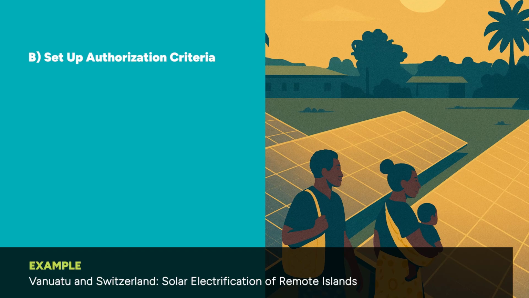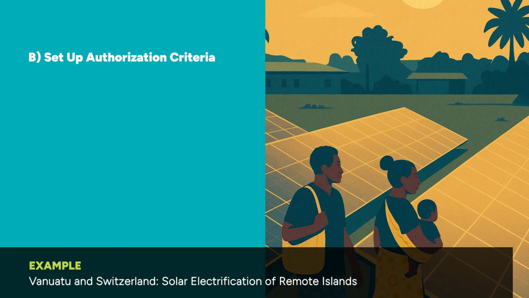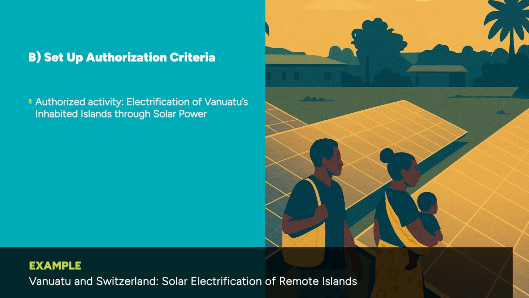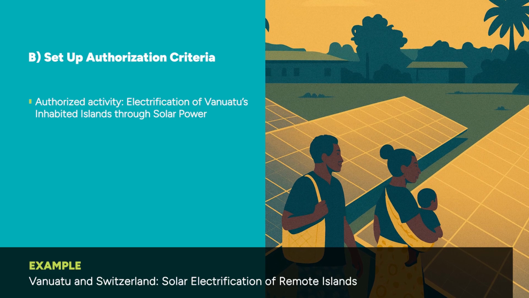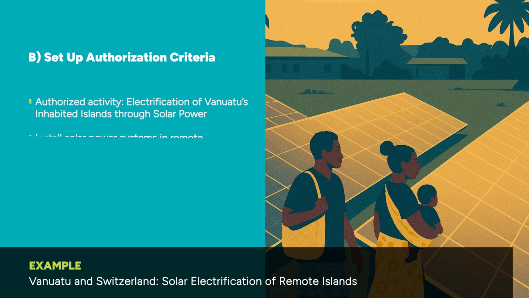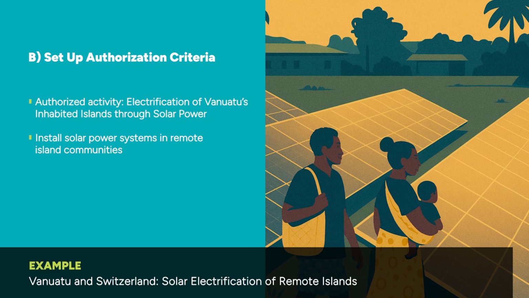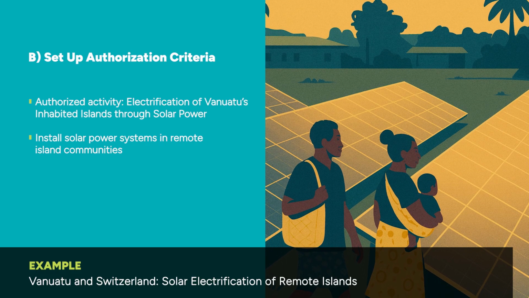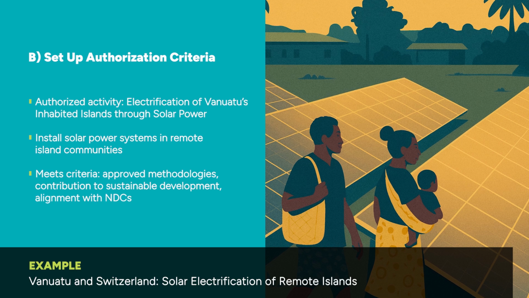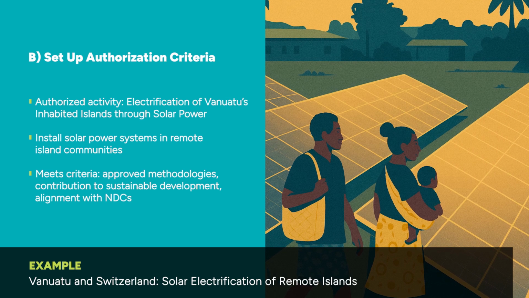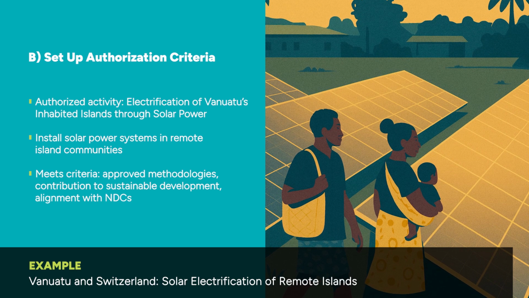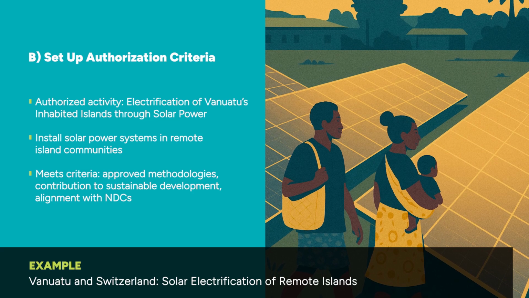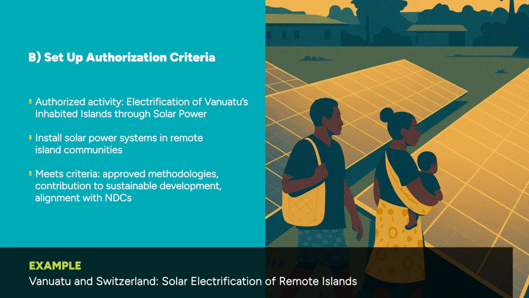B. Set up authorization criteria. The authorized activity, electrification of Vanuatu's inhabited islands through solar power, involves installation of solar power systems in remote island communities. The project meets the criteria set up by both countries, including by using approved methodologies, contribution to sustainable development, and alignment with the country's nationally determined contributions.